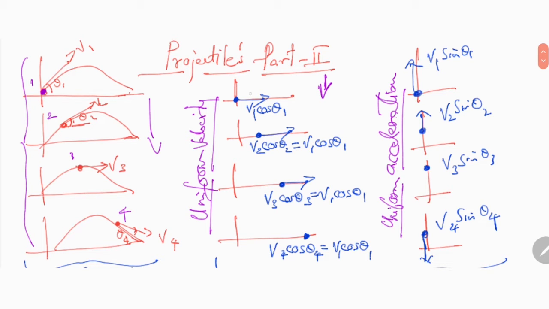If you see at point 1 here, what is happening is the velocity of the ball is v1 cos theta. Fair enough? Similarly, at point 2, it is v2 cos theta. At point 3, v3 cos theta, and so on. But please understand, since there is no force acting along the x component, the velocity will not change.